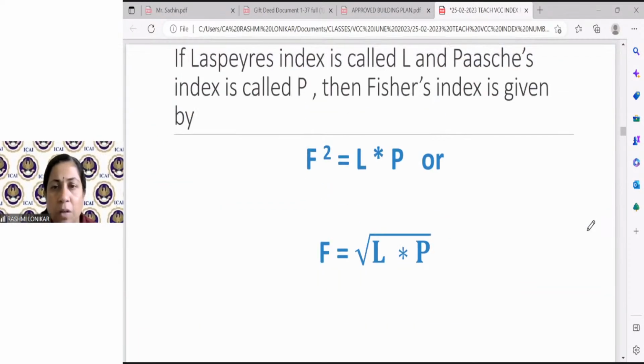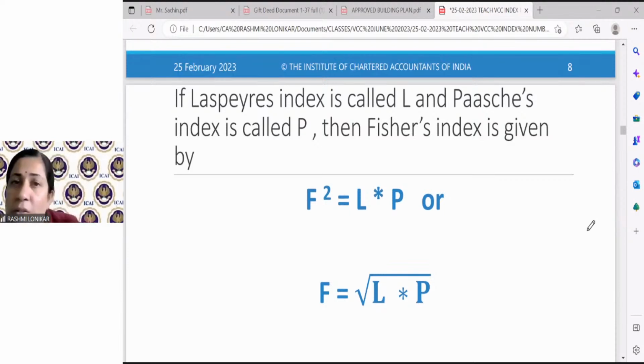So the type of questions that are asked is based on Laspeyres, Paasche and Fisher, and we must know this relation: F square, Fisher square, is equal to L into P, or Fisher is equal to the square root of the multiplication of the Laspeyres and Paasche. What does this mean? This means that it is a geometric mean of the two indices. Okay.